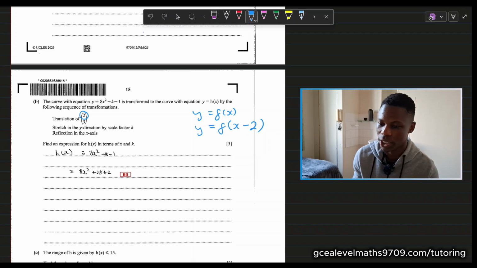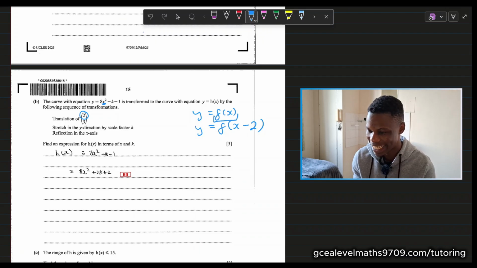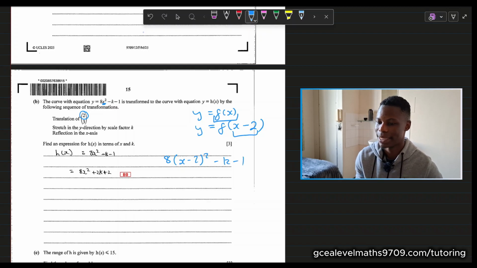So it means you're going to want to substitute this x in your function, because that's representing our f of x, with x minus 2. So you'd have then said 8(x minus 2) squared minus k minus 1. So that would have been the translation in the x direction by 2 units. And then you continue taking on your transformations.